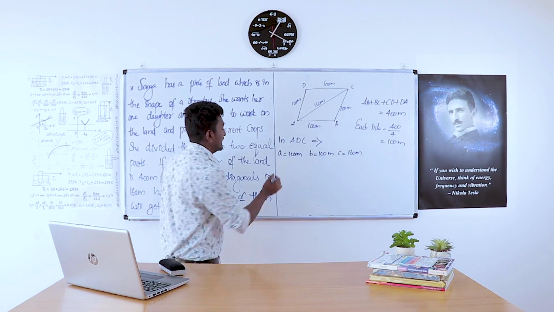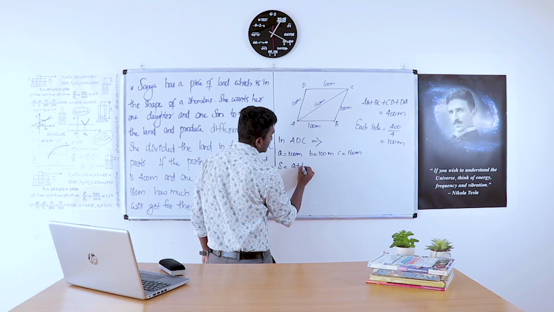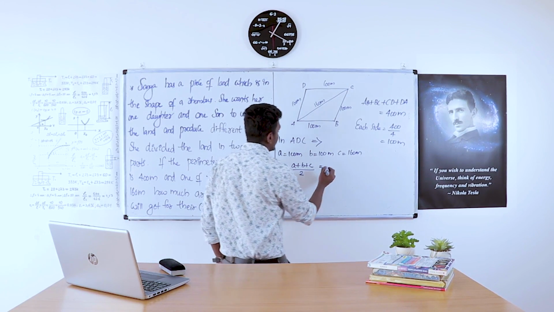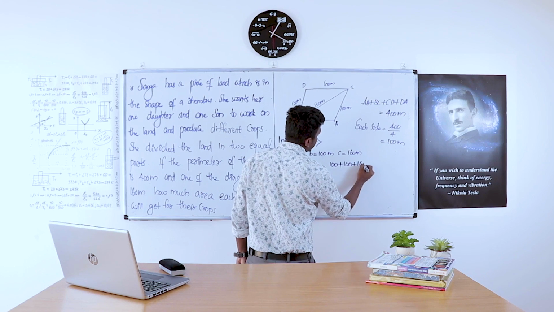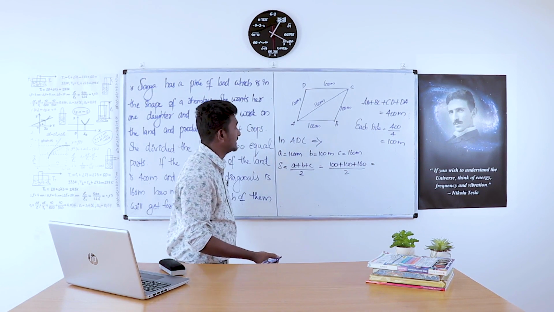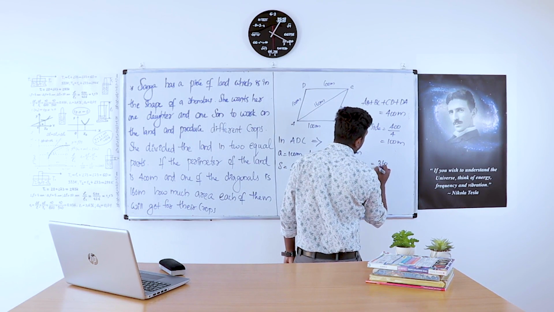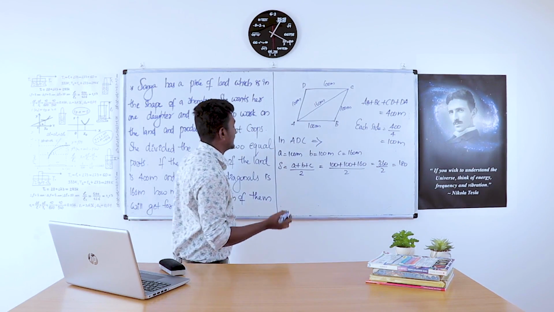Now we have to find the semi-perimeter. Semi-perimeter is A plus B plus C whole divided by 2, that is equal to 100 plus 100 plus 160 divided by 2, that is 100 plus 100, 200, 200 plus 160, 360 divided by 2, which is 180. The semi-perimeter is 180.